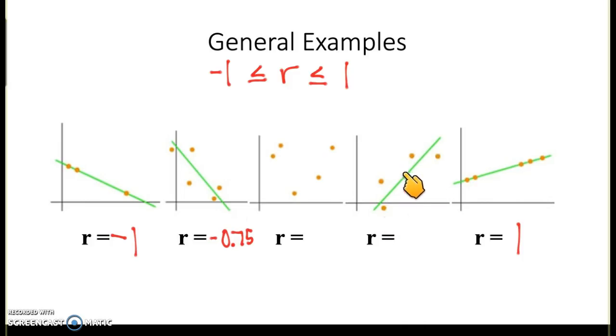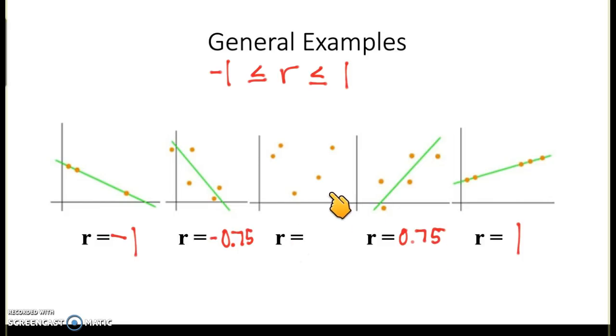Similarly, this is going to be the same case. This is increasing, so it's positive. There are no points on the line. So since it's positive, I can say that I'm estimating the value of R to be, let's say, +0.75. And again, we could say that could be a little higher, it could be 0.8, or it could be a little lower, it could be 0.65. We're just estimating right now.